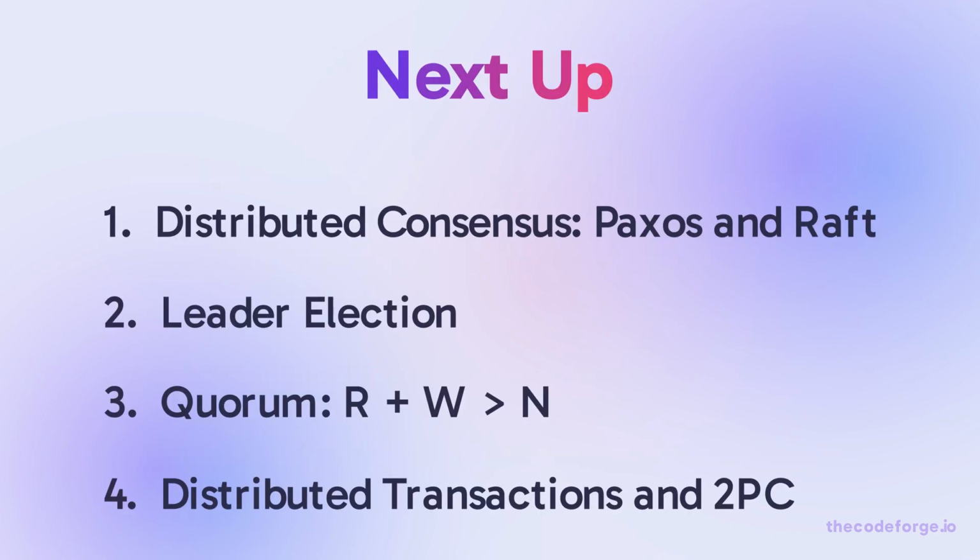Ready to go deeper? Up next, distributed consensus. Paxos and Raft, then leader election, then quorum, R plus W, N.